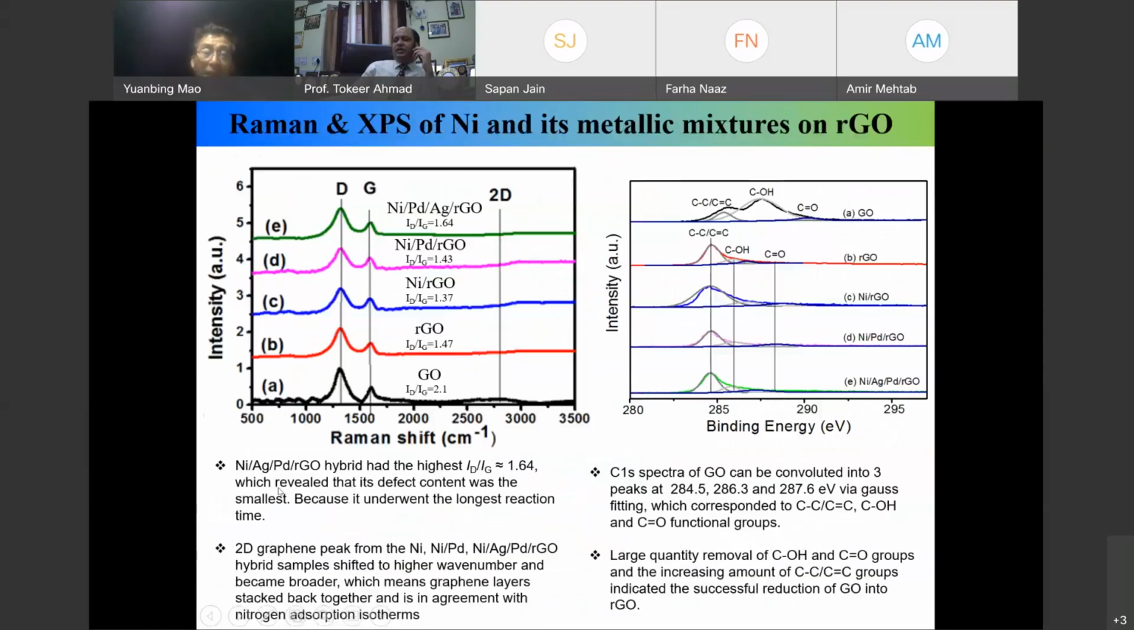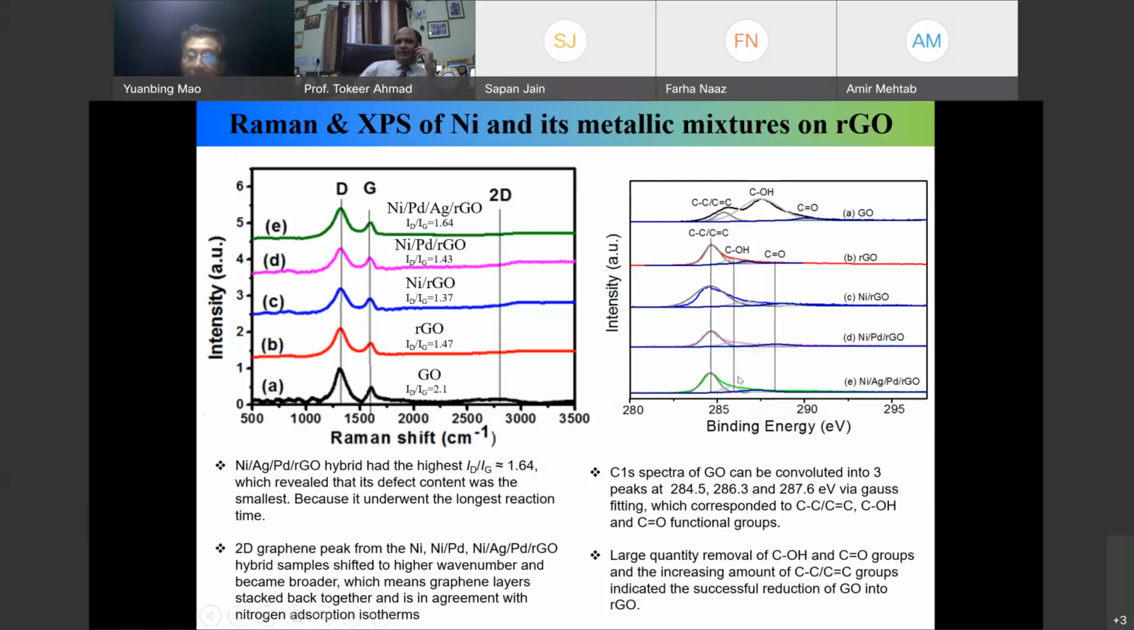So that's from the XRD, and we also did some other characterizations. For example, here we did the Raman, and you can see the D and G peaks, and also the 2D peaks for these samples. Then we measured the intensity ratio of these samples, and you will see that for the graphene oxide, this ratio is about 2.1, but for the reduced ones, this value is lower. So that's consistent with the literature data.